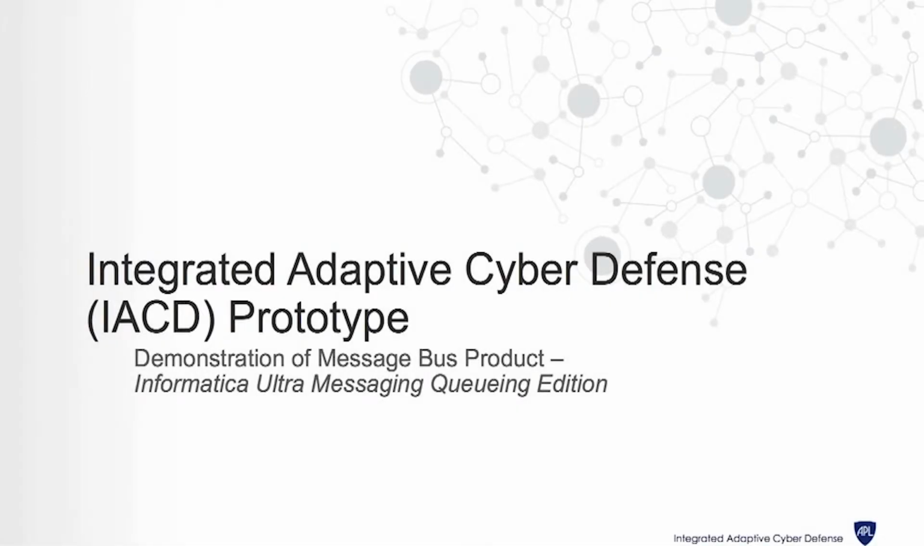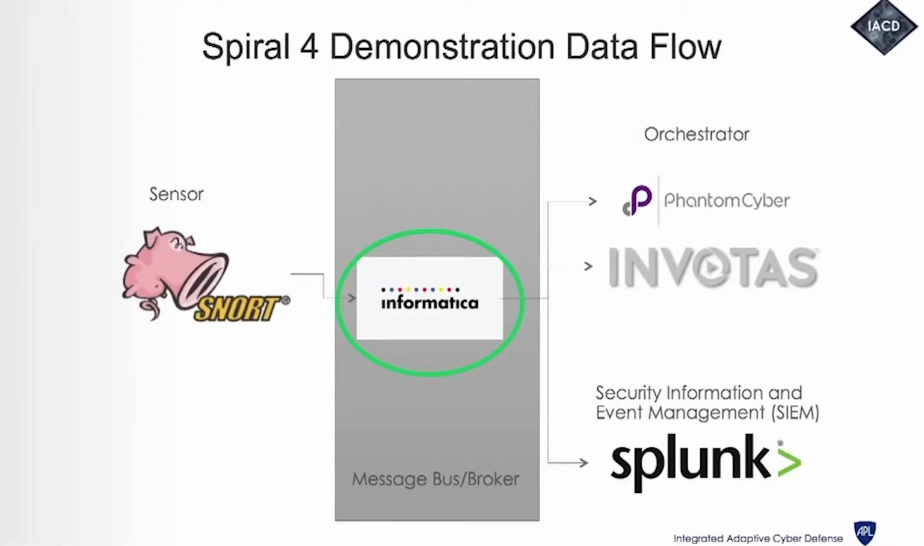In this demonstration, we will show the capability of the queuing edition of the Informatica Ultra Messaging product as it relates to supporting the notion of an IACD message fabric. In our message bus implementation, we utilized the transport type that consisted of a broker to handle messages sent between endpoints within a specific enterprise.